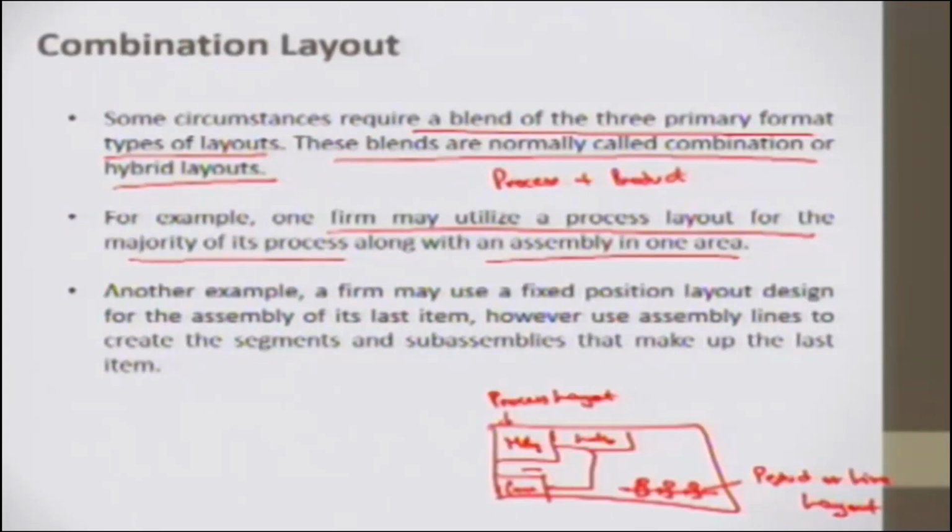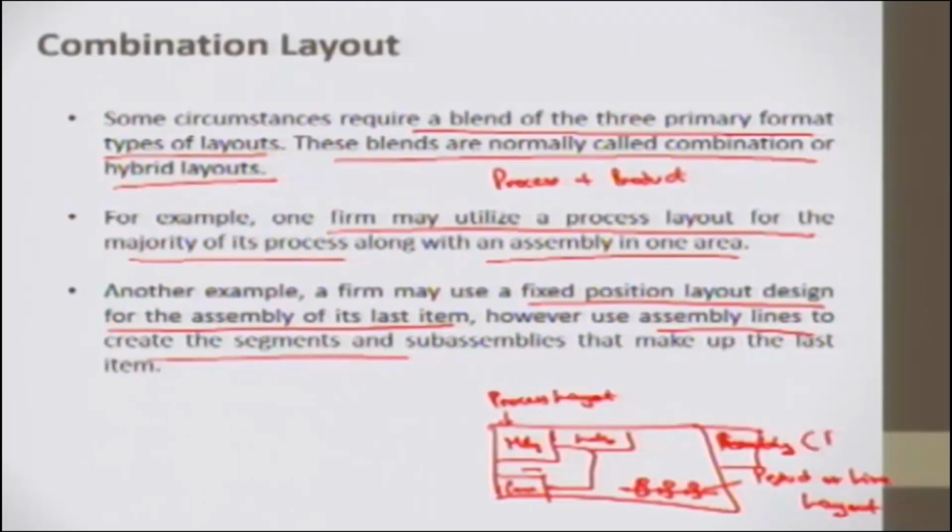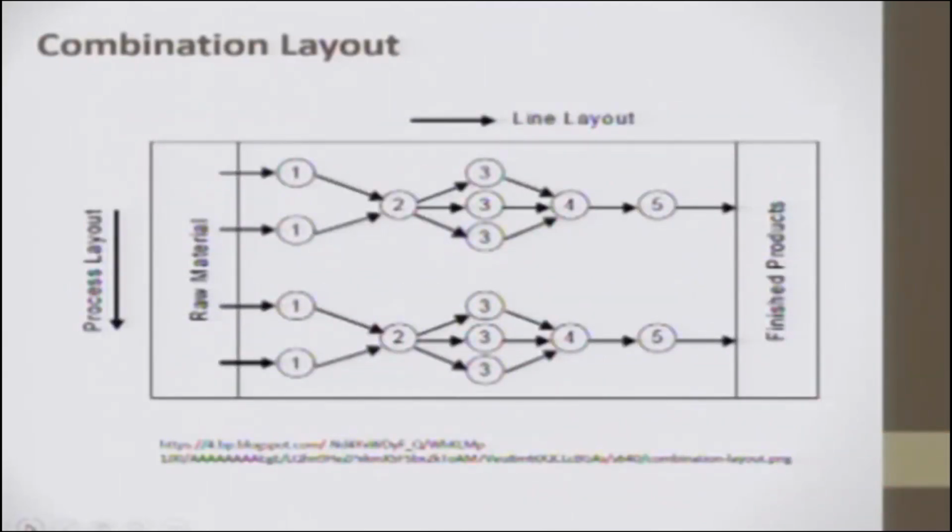Another example can be a firm may use a fixed position layout design for the assembly of its last item. For example, at the end he is using a fixed position layout for the assembly of the last item. However, he uses assembly lines to create segments. For example, in this case, from this process layout or from these lines, this is our final section here, and here he is using assembly, and here he is using a fixed position layout. So this is an example of a combination layout.